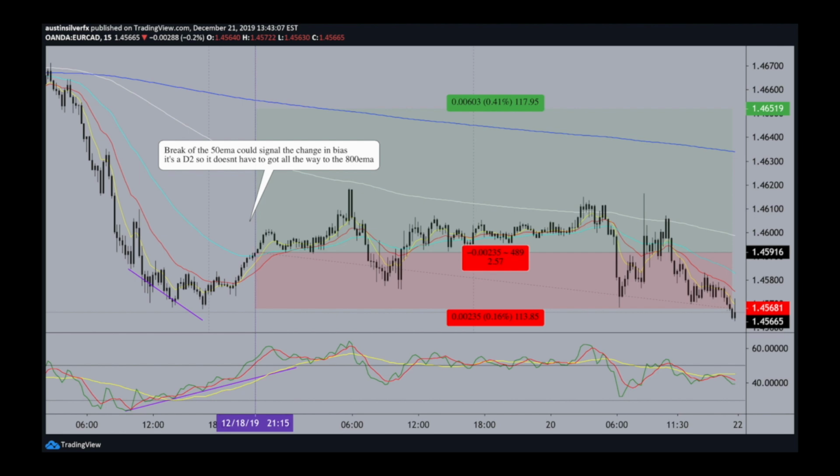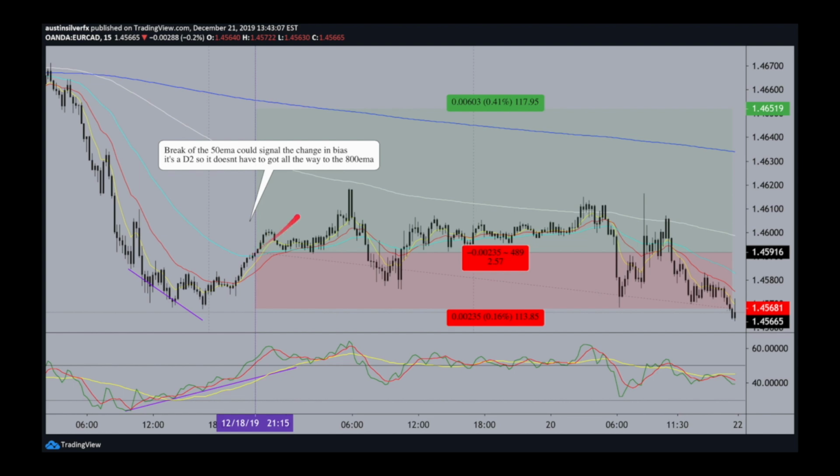Here, the higher time frames clearly were not long biased. That's why this doesn't go to the 800 EMA. So when I say don't get caught holding the bag, what I mean is I don't want you to get stopped on this trade after it moves to the 200 twice for you. It goes EMA to EMA when you're trading counter trend.